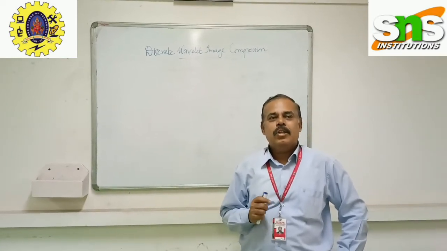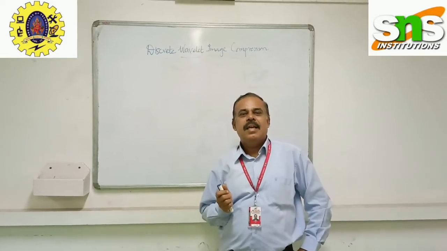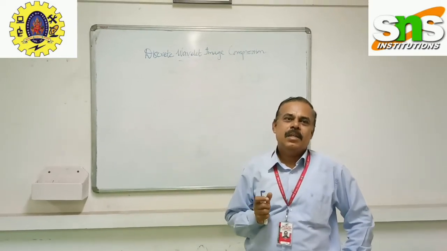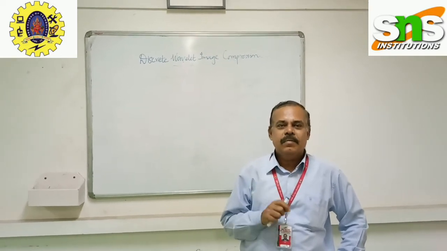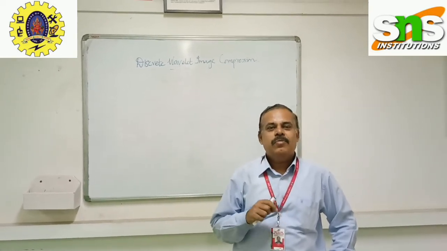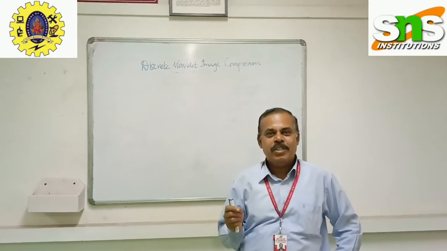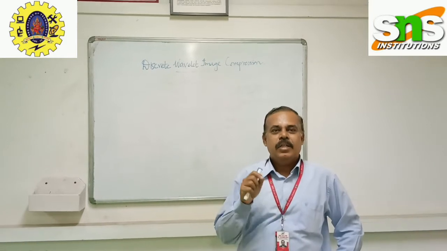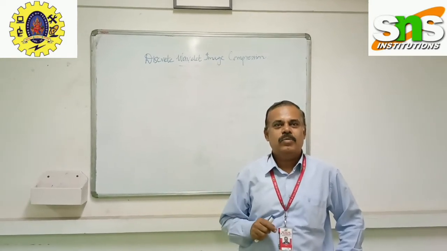So normally there are two types of image compression: Fourier transform based image compression and wavelet based image compression. What we do in Fourier transform is, you can convert time domain to frequency domain, but you cannot convert frequency domain to time domain. So that is also possible in wavelet transform. That is why it is quite useful.